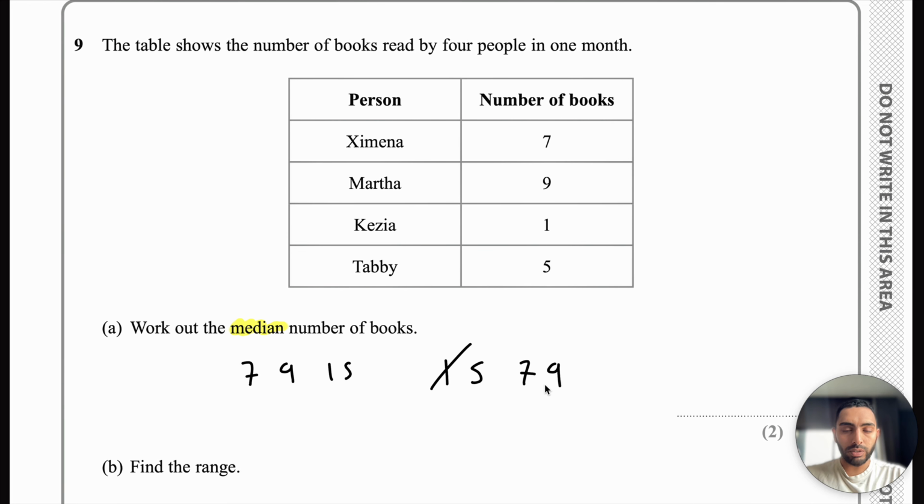So I'm going to cross one out from the left, one out from the right, and I'm left with these two. So I need to find the middle of those two. Between 5 and 7, it's going to be 6. If it's a little bit trickier, you just find the mean of those two numbers. You would do 5 add 7, and then you would divide that by 2. 5 add 7 is 12, and 12 divided by 2 gives you 6.